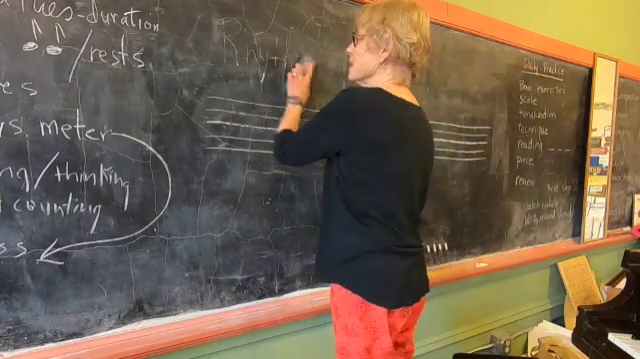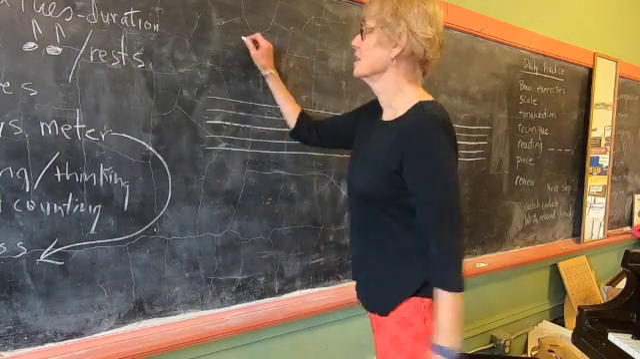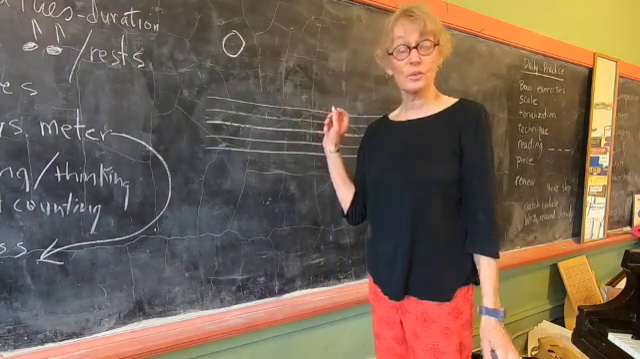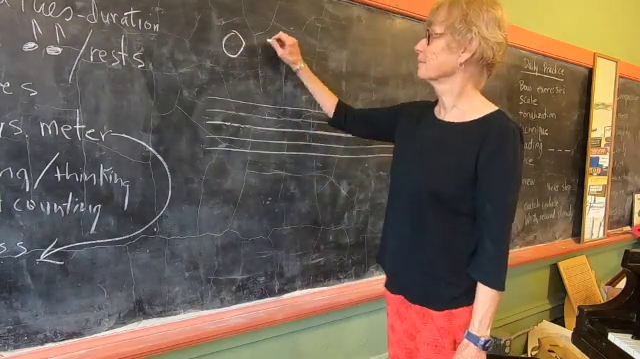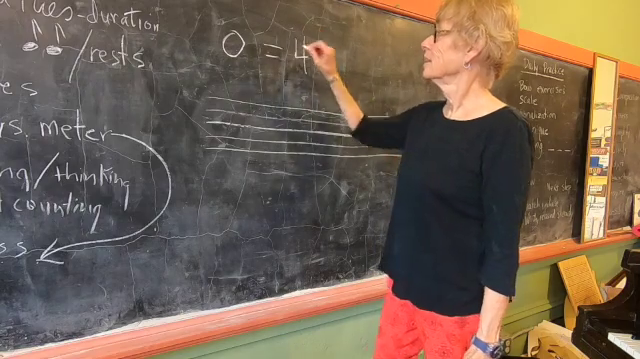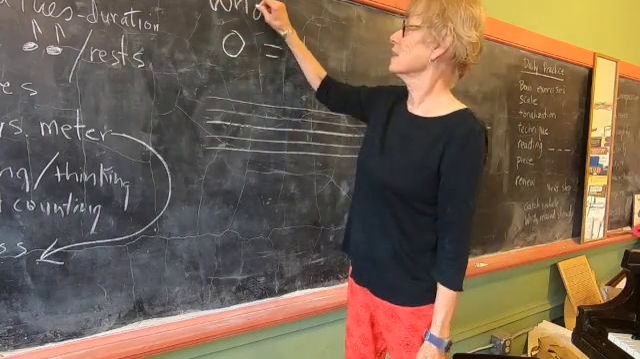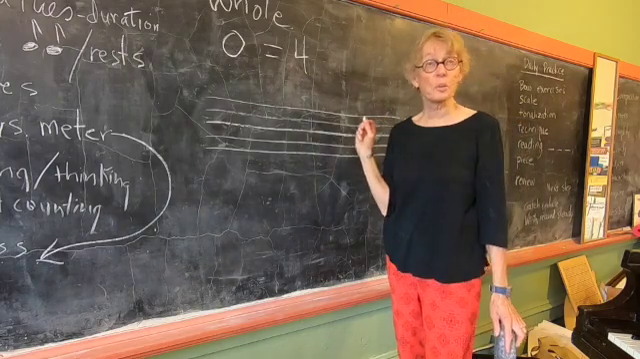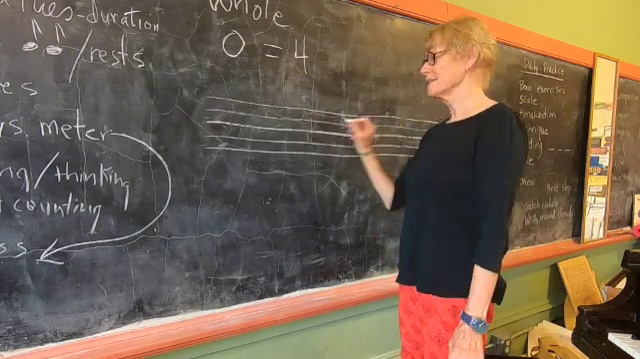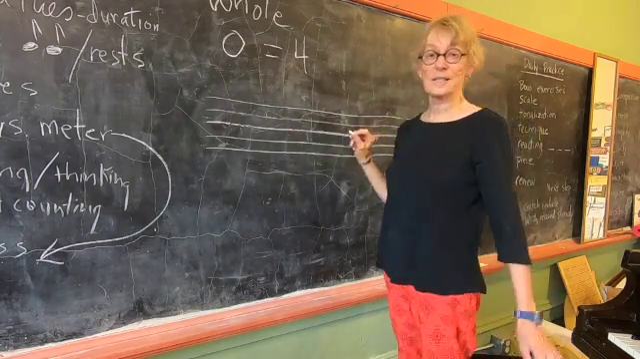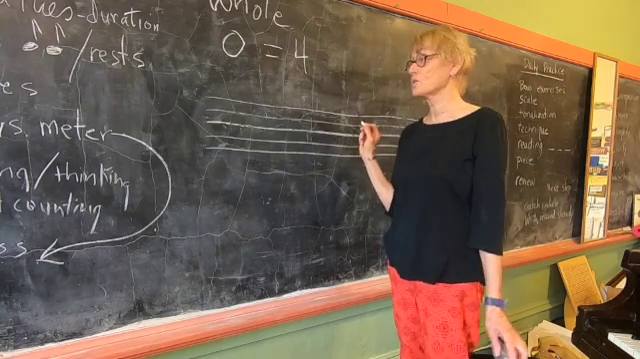So, rhythm. I'll erase this and get started here. With this, your first note is a whole note. And it equals 4 beats. You've probably seen notes written on a staff. Maybe you've never seen notes written on a staff.